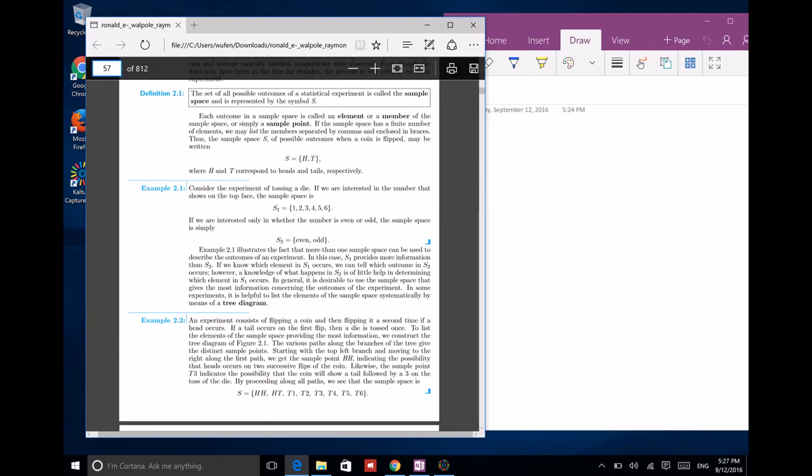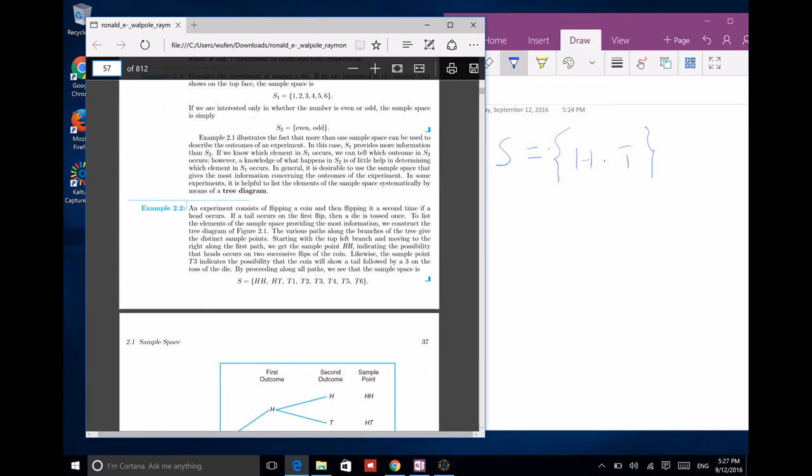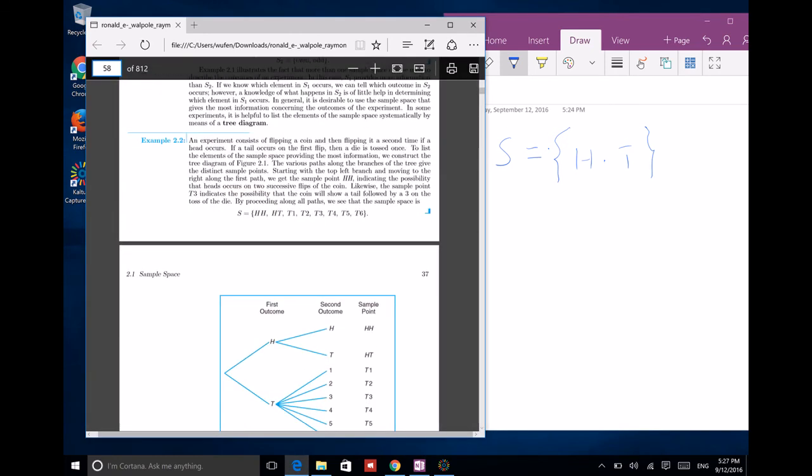We use a set, a set S. That's why we use S. S is a set of head and tail. So this is the first way to express a sample space. The second way is you can use a tree diagram.